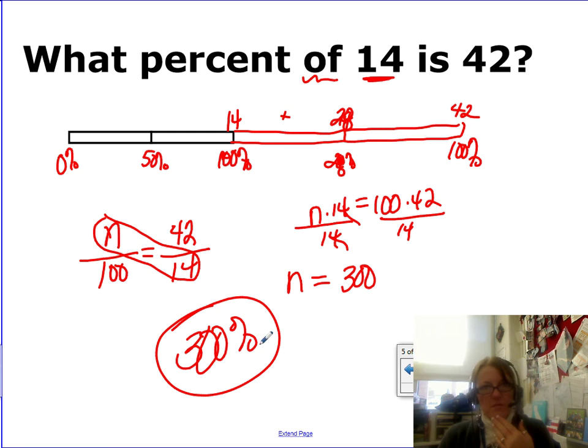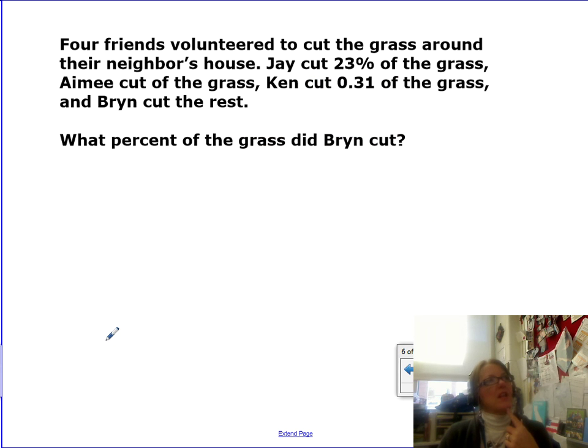All right, so you'll see some problems like this. Maybe, once you get going and you're more comfortable, the minute you see the fraction, you're just going to be able to say, well, I just divide these two. That gives me the decimal, multiply by 100, and there you go. That's your percent. Let's look at a couple word problems now, just to make sure.